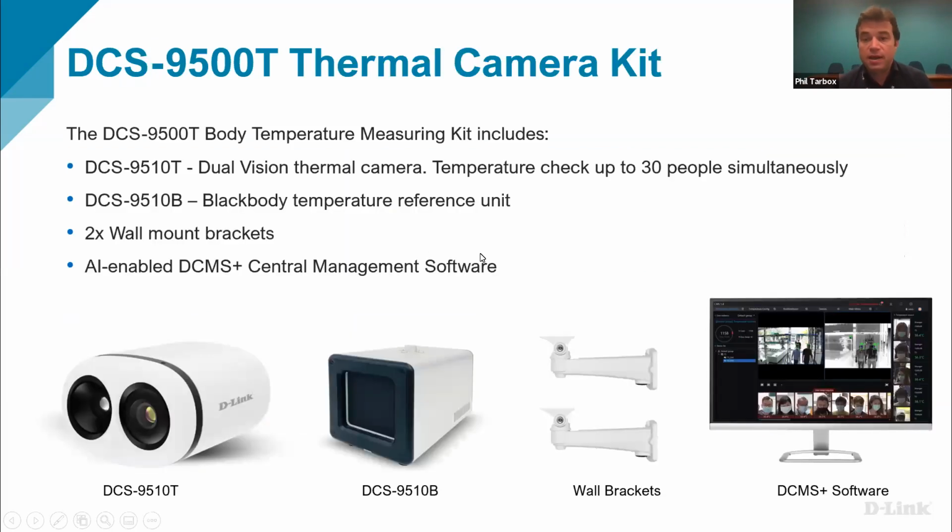So what do I get when I buy these products? What we've done conveniently is to put these cameras into kits where you're getting everything that you need to be able to get this solution up and working. We have the 9500T kit, which comes with the camera, which comes with a black body. Ilya will talk us through a little bit later on and show us how and why a black body is actually used. A couple of wall mount brackets, and there's also the AI-enabled central management software that comes with that as well.